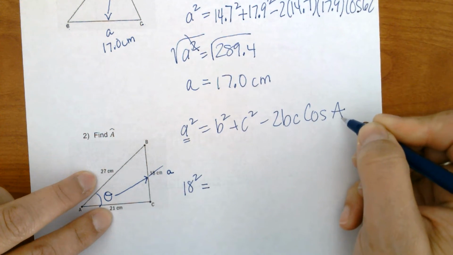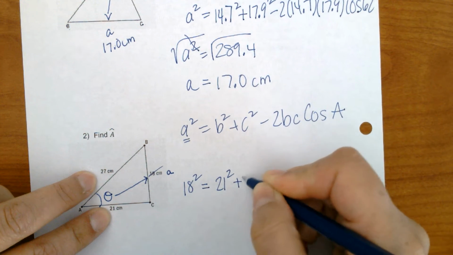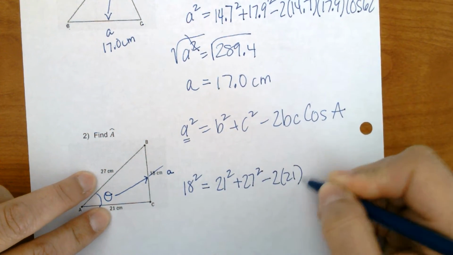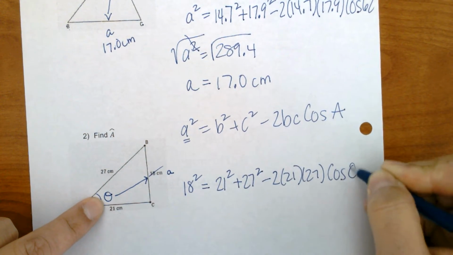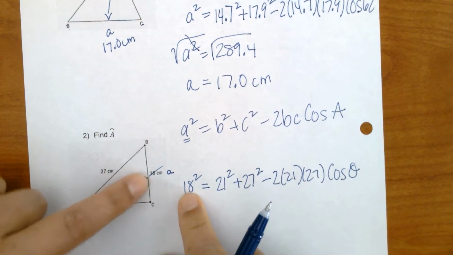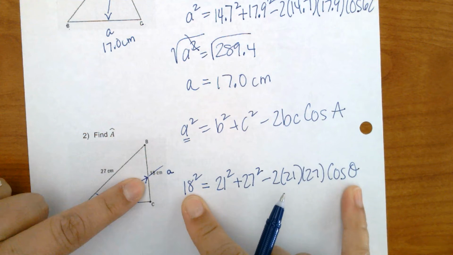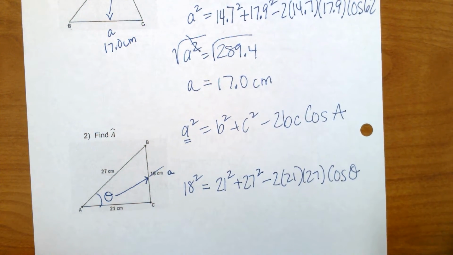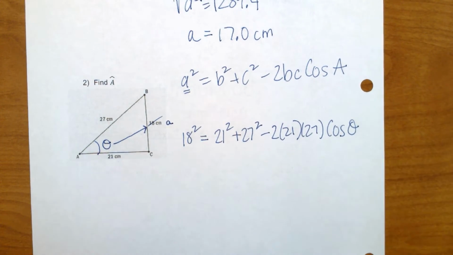Does it matter which one? No. I like to start with the smaller one, so I'm going to start with 21 squared plus 27 squared minus 2 times 21 times 27 times cosine of, yes, theta, right? So my 18 and my theta are across from each other. Everything else falls into place. Here's the solving part. So take your time with this. If you have to go back and rewatch it again, you're going to be solving the same way every time.